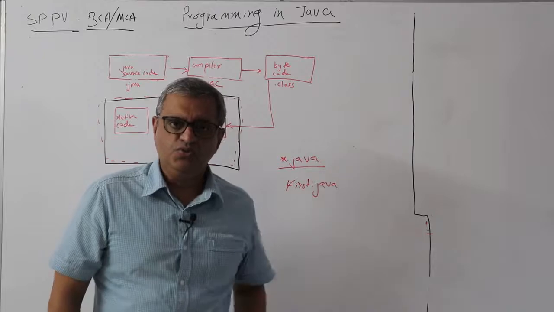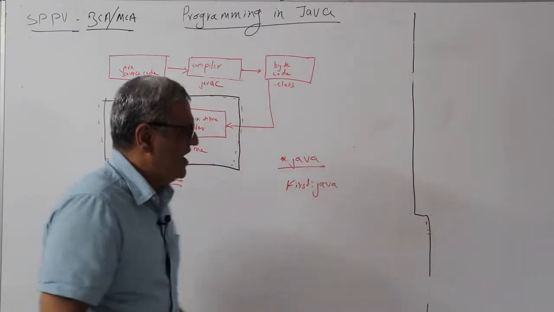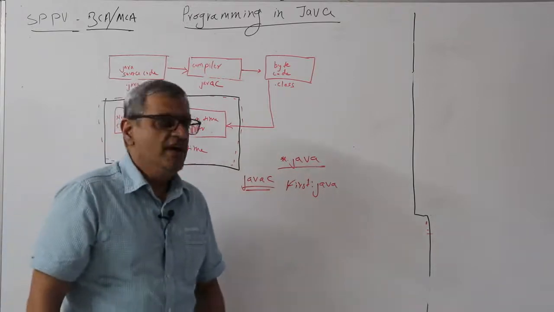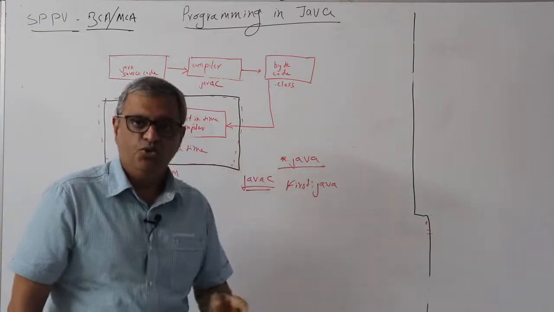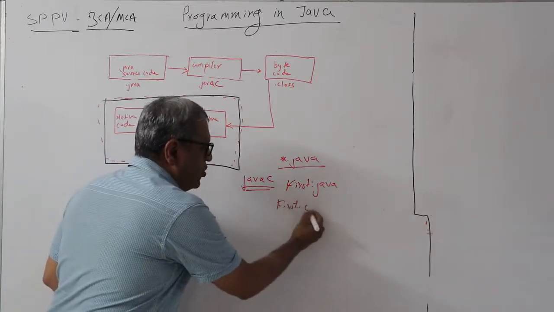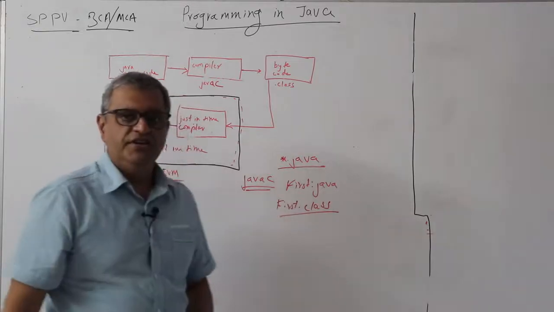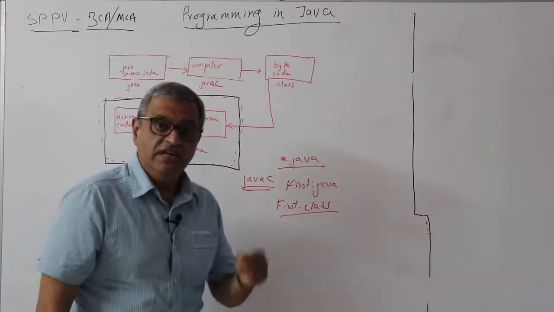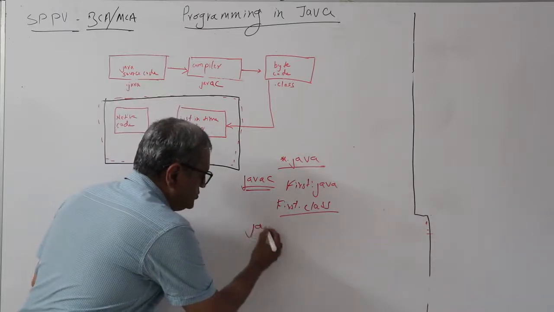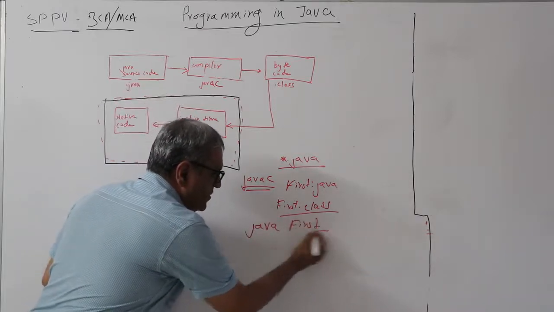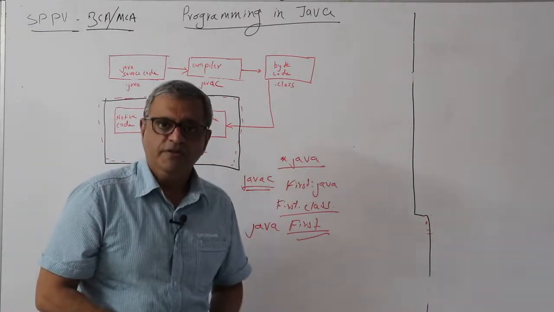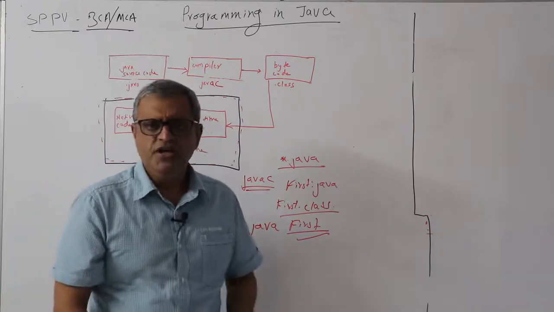Afterwards we compiled first.java using the command javac, which is our compiler. When the code was syntactically correct, compilation went through and a first.class file was generated. After that we executed it using the command java first. Remember, we did not give the class extension while executing.